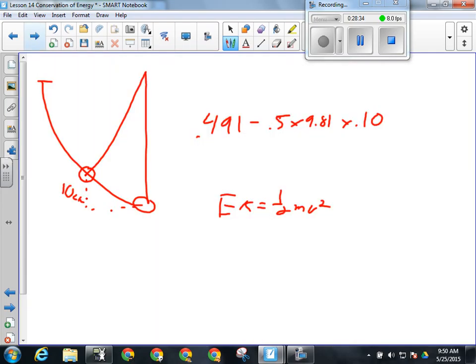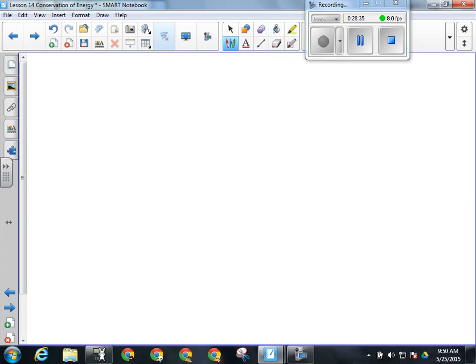Now, here's what we're going to do. We are going to look at a type of question you might encounter on, let's say, a quiz or a unit exam about the law of conservation of energy. Copy this one down. Good example.